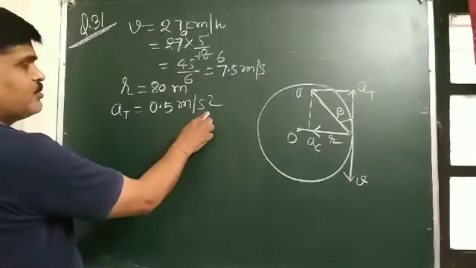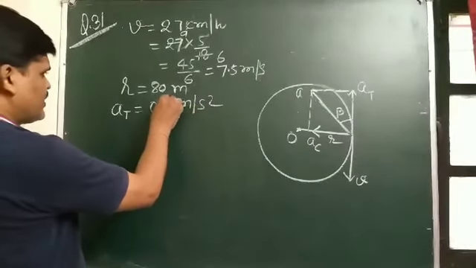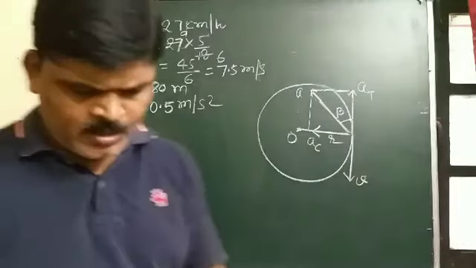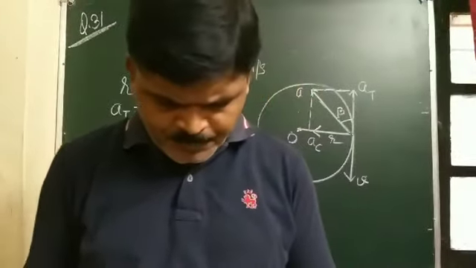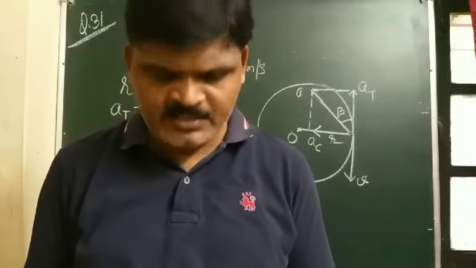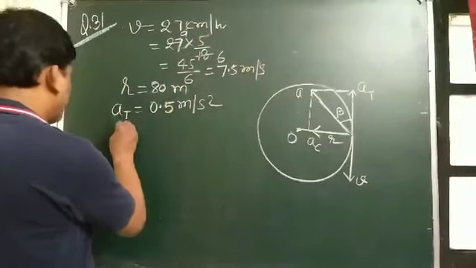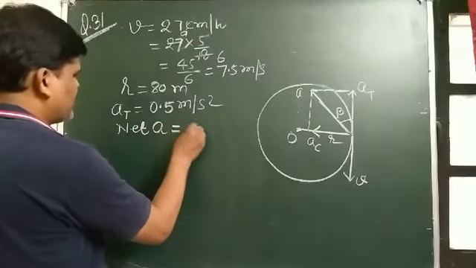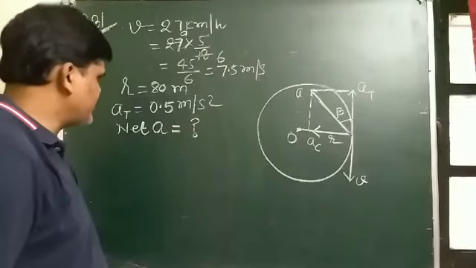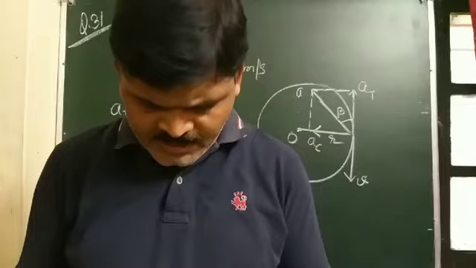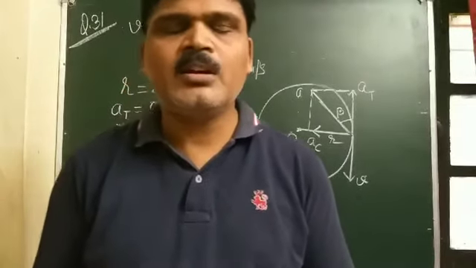The unit which is given, that is what? Acceleration. This acceleration is the tangential acceleration. So student, what is the magnitude and direction of the net acceleration? We have to find the net acceleration, that is, the direction and magnitude of the net acceleration of the cyclist on the circular turn.